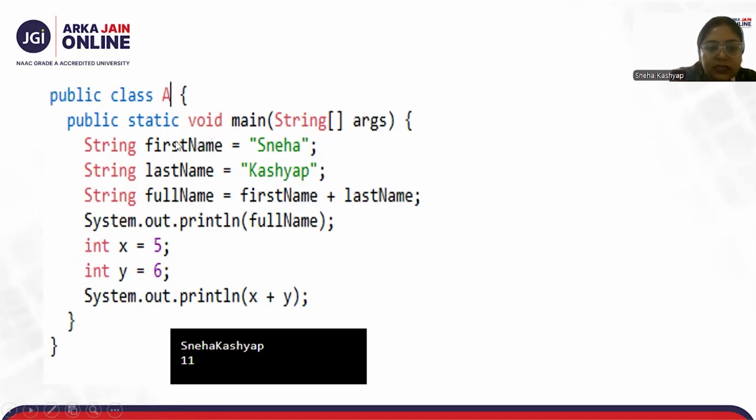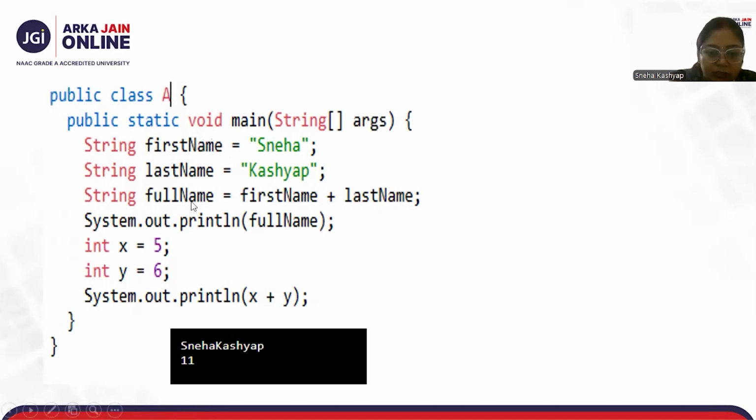So the first name variable is being assigned the value Sneha. Now since this is a string, I've taken double quotations. Second one is Kashyap. So to this, I've just assigned quotations and I've assigned the value Kashyap. So Kashyap is being stored in last name.